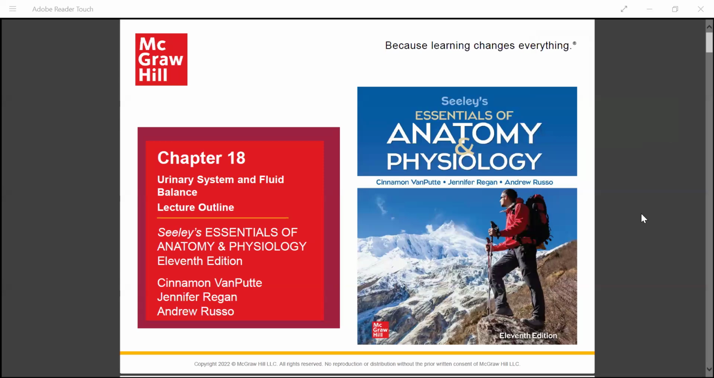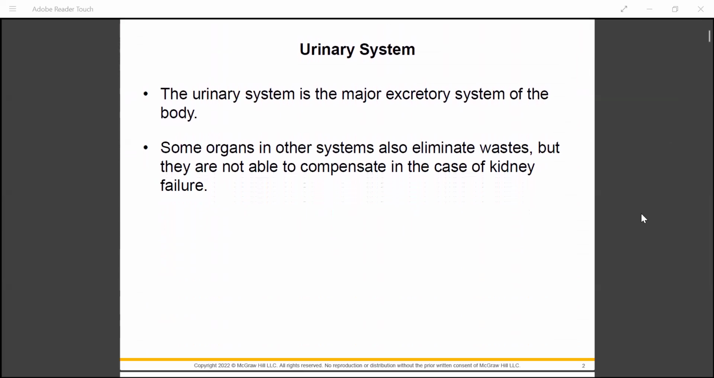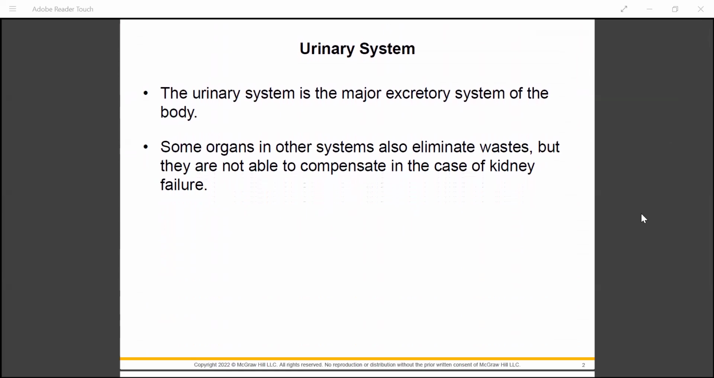All right, everybody, we are going to go over Chapter 18, the first chapter for our final unit on the urinary system and fluid balance. So our urinary system is the major excretory system of the body. We have some other organs and other systems, just like our digestive system, that help us to eliminate waste. But our kidneys and the urinary system are the primary way that we do this. And so without our kidneys, at least one kidney anyway, our body cannot compensate for this function.